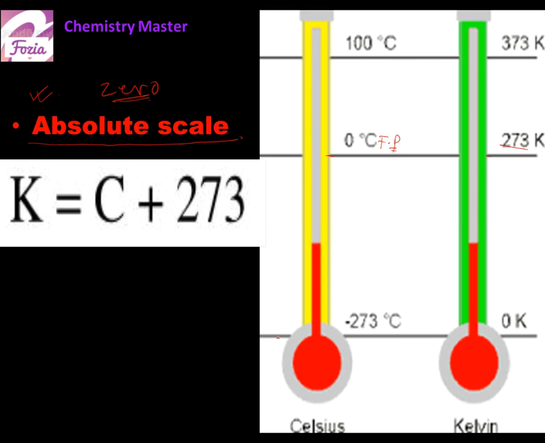Then they found that at the temperature minus 273 degrees Celsius, this is the point where all the particles of matter have the minimum kinetic energy. Below this level, no further drop of energy is observed. So scientists decided that this is the temperature which will be given the absolute scale, so they made a temperature scale which is absolute.